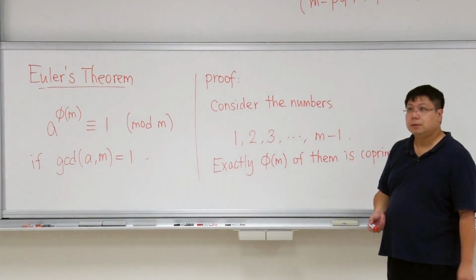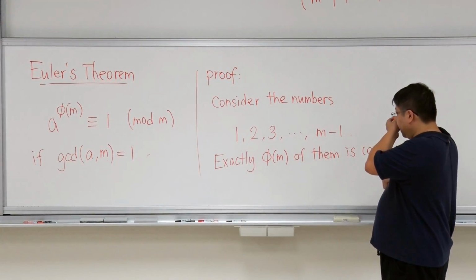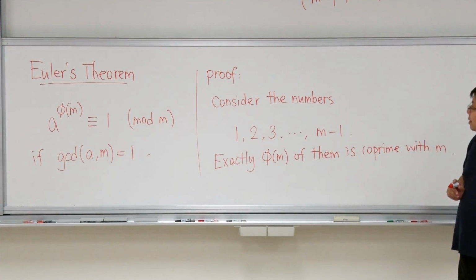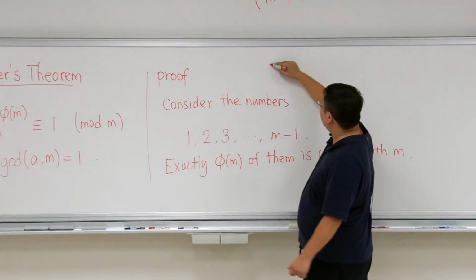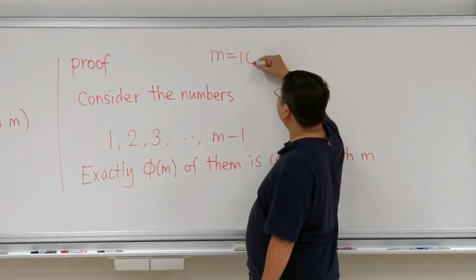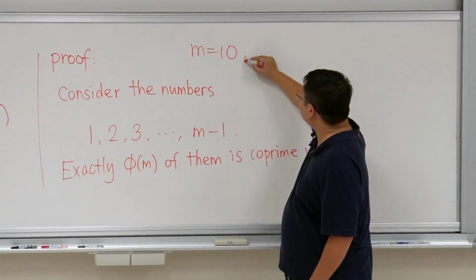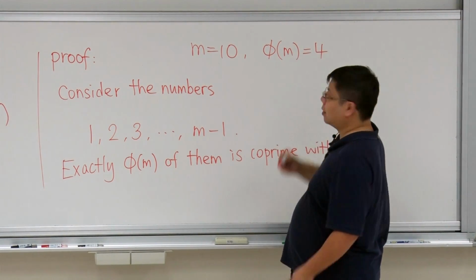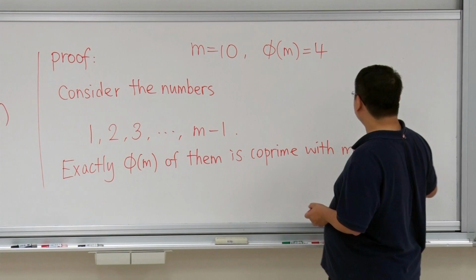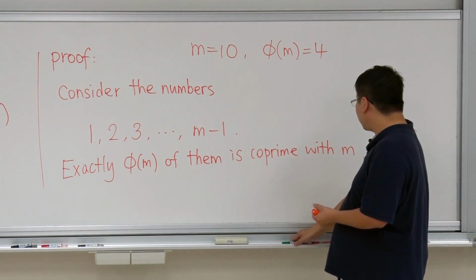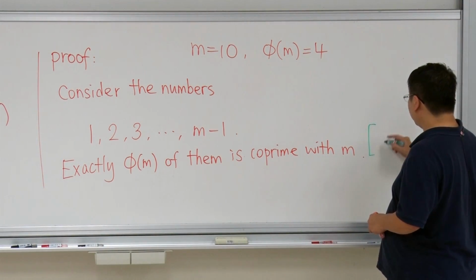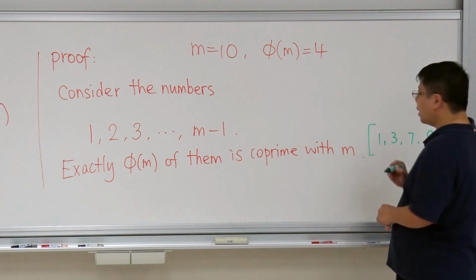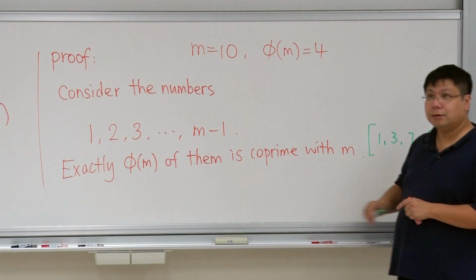So for easier illustration, let's take a particular m. Let's say m is equal to 10. Is that okay? So when m is equal to 10, phi of m is equal to 4. And exactly which numbers are they? We are looking at the numbers 1, 3, 7, and 9.